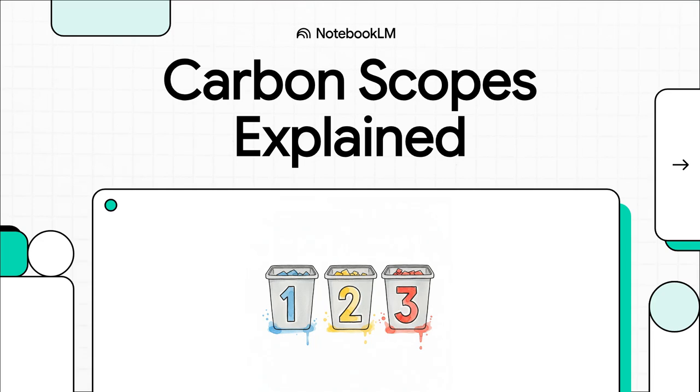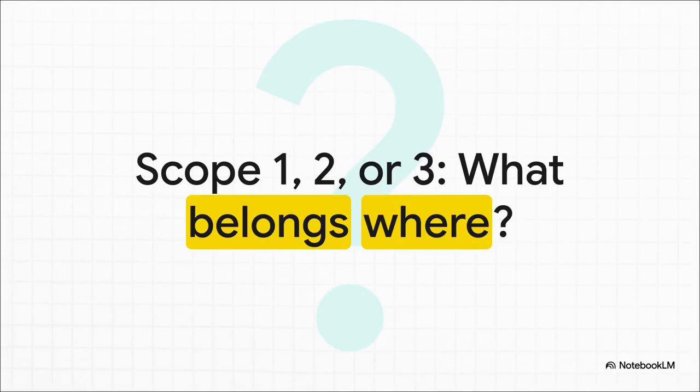Okay, let's talk about carbon emissions, specifically Scope 1, 2, and 3. You've probably heard these terms thrown around, and if you've ever felt a little bit lost trying to figure out what goes where, well, you are definitely not alone. It's a super common point of confusion for so many companies, but we're going to get it all sorted out right now.